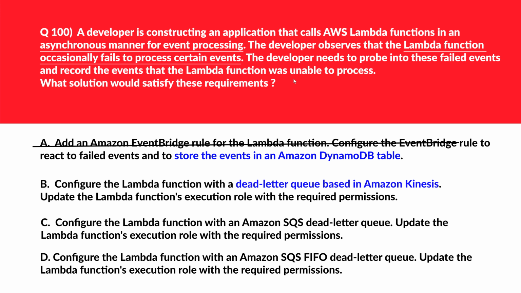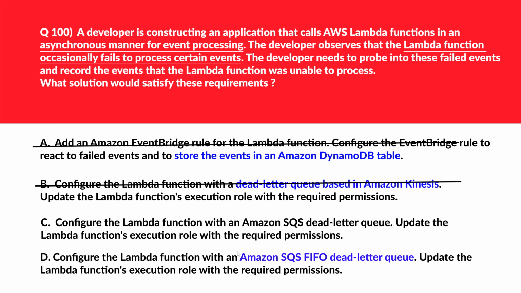Let's move to option B. B says configure the Lambda function with a dead letter queue based in Amazon Kinesis. So there is no such thing as a dead letter queue in Amazon Kinesis. So this option is invalid.